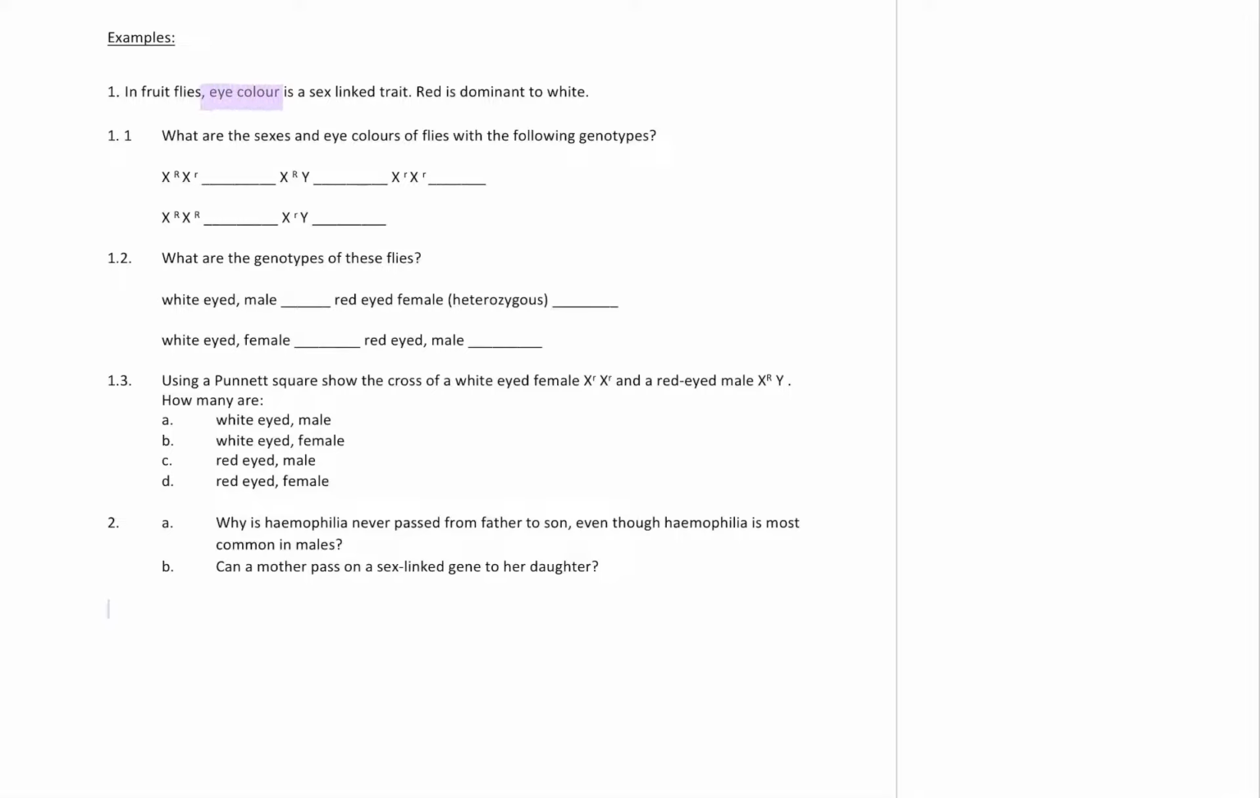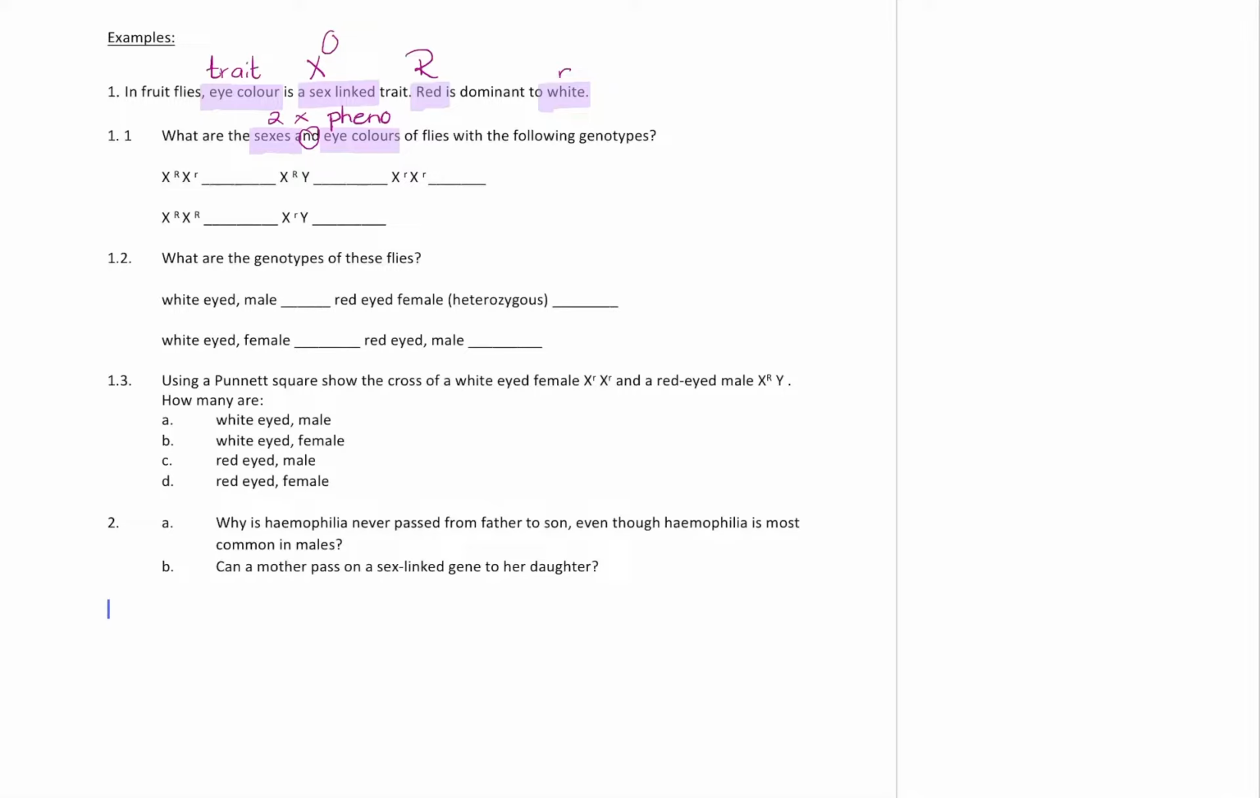Got eye color in fruit flies, which is a sex-linked trait, where red is dominant over white. So what does that mean? The eye color is the trait that is linked to an X chromosome only. Red is dominant over white, so we're going to use the letter R for this particular characteristic. Question asks for sexes and eye color. So what it's asking is for the two phenotypes of the flies that have the particular genotype.